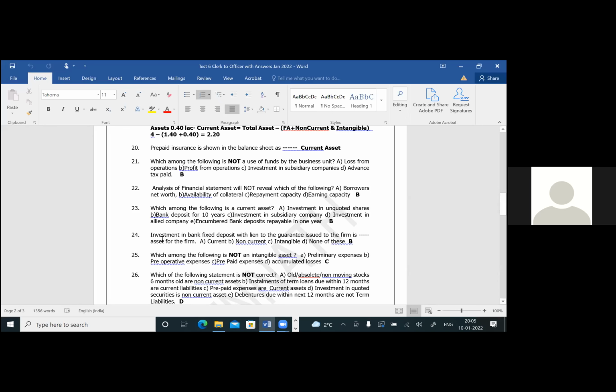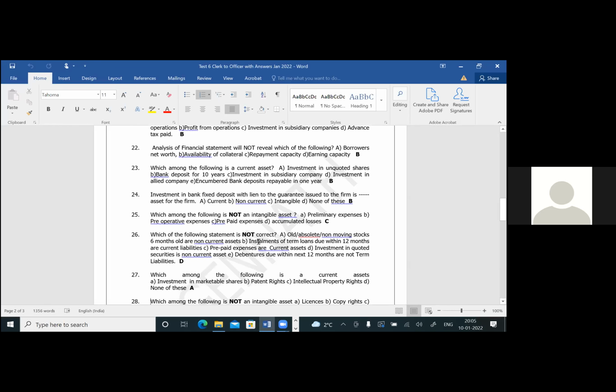Question number 24. Investment in bank fixed deposit with lien to the guarantee issued to the firm is a dash asset of the firm. I told you, if the deposit is linked to a guarantee or lien, encumbered, then it is a non-current asset. Question number 24, answer is B.